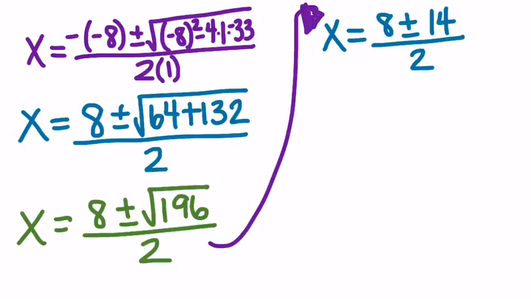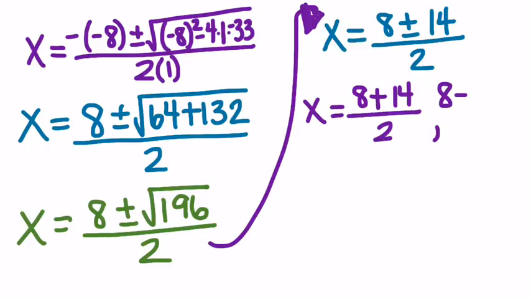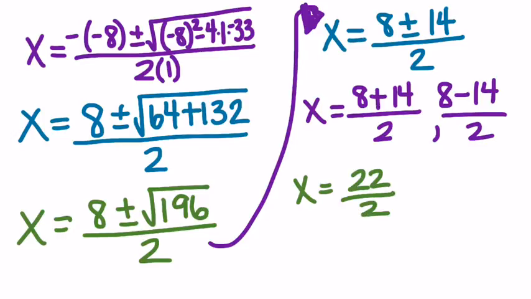So now this is where we can separate it into two problems, and we're going to do x equals 8 plus 14 and then divide by 2. We're also going to do 8 minus 14 divided by 2. So when I do 8 plus 14 is 22 divided by 2, and we know that 22 divided by 2 is 11. Then I'm going to do 8 minus 14, which is negative 6, divided by 2, which is negative 3.